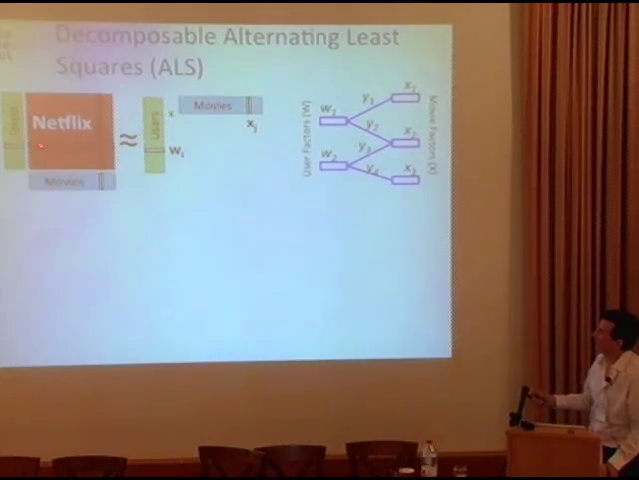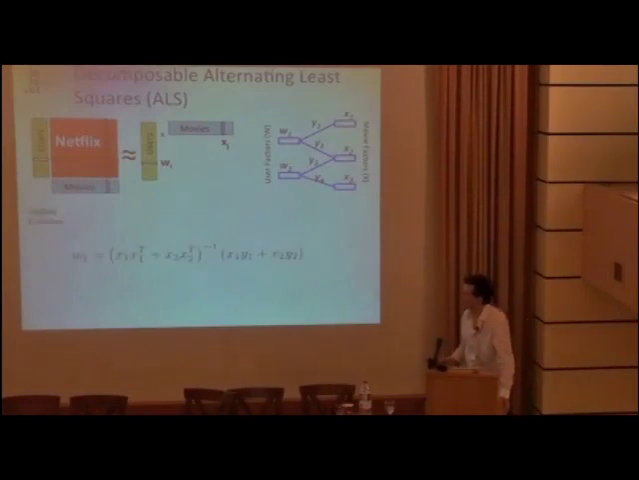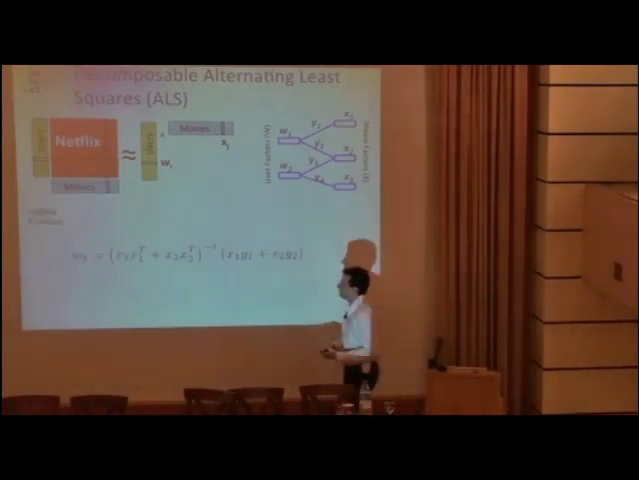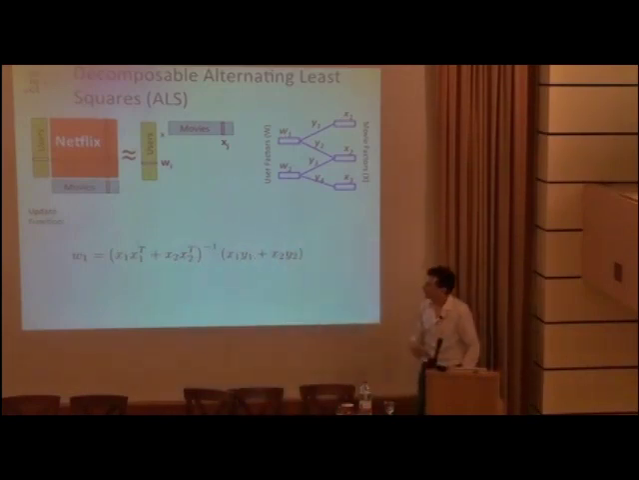So again, ALS, we have a Netflix matrix, users and movies, and what we're doing is we have a vector W_i for a particular user i, we have vector X_j for a particular movie j. And we're updating the weights, for example, W2, based on X2 and X3, because these are the movies that W2 ranked. And the update function is basically some matrix inversion multiplied by some vector.